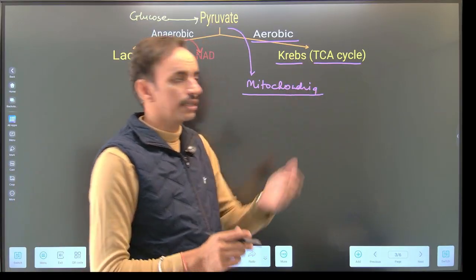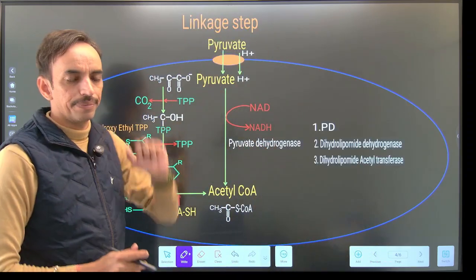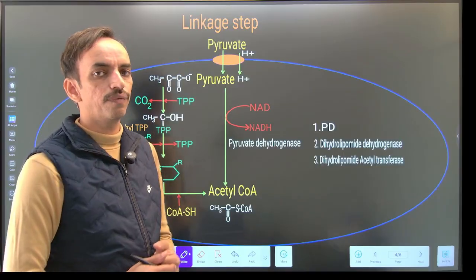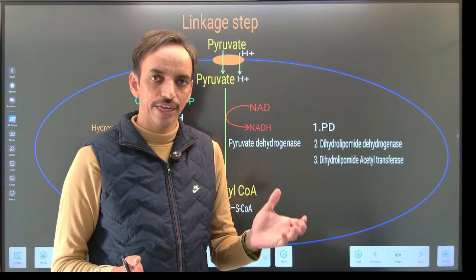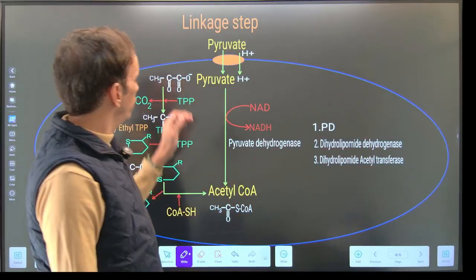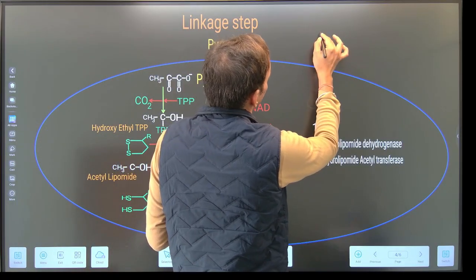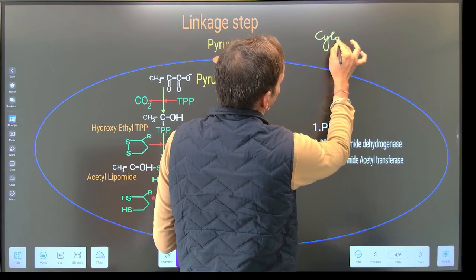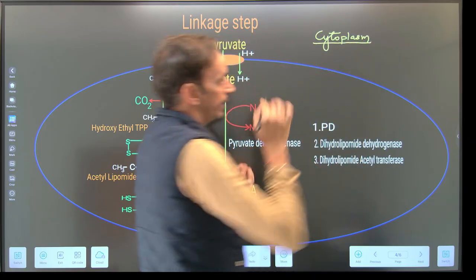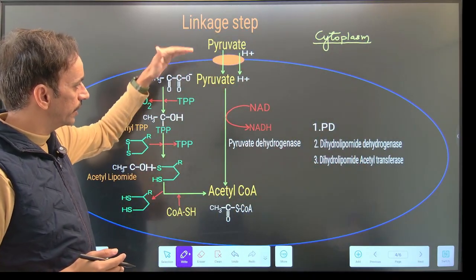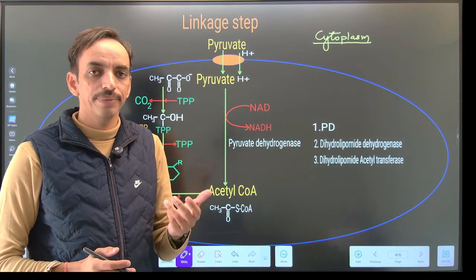Before talking about the Krebs cycle, there is a step called the linkage step. This linkage step is neither part of glycolysis nor part of the Krebs cycle. It links the two cycles, glycolysis and the Krebs cycle. So during this linkage step, we have the pyruvate from glycolysis in the cytoplasm, and we have to transfer this pyruvate into the mitochondria for further processing, for the Krebs cycle.